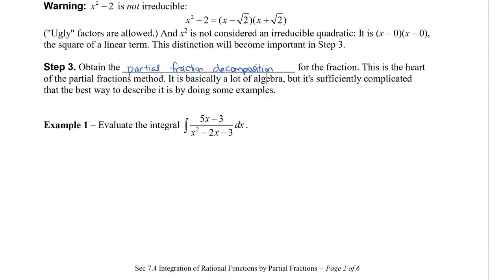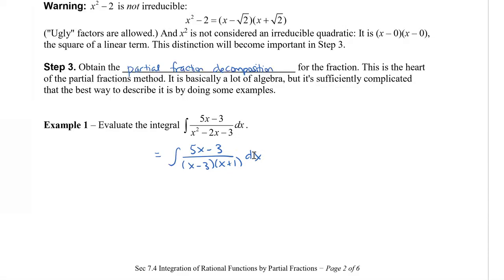All right, so here's the first example. We're going to take this integral, which already has a smaller degree on the top compared to the bottom, and we are going to factor the denominator. So we get the integral of 5x minus 3 divided by x minus 3 and x plus 1 dx.